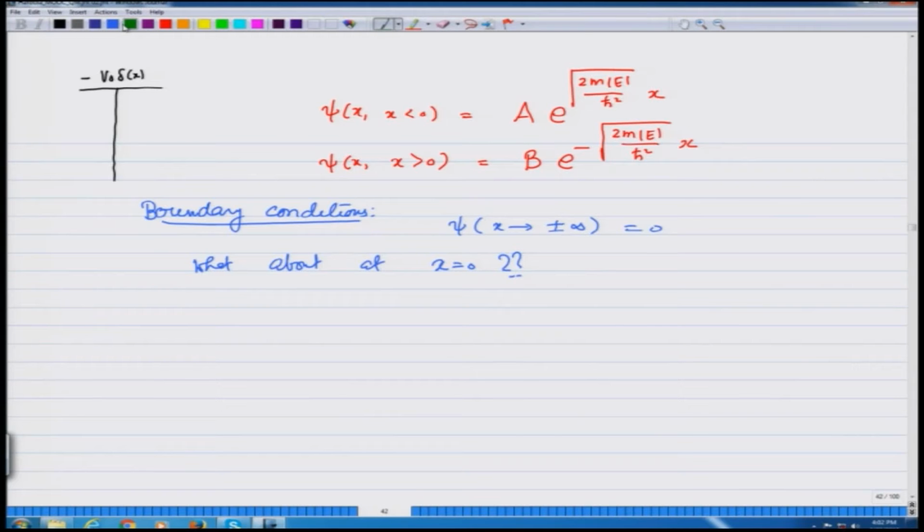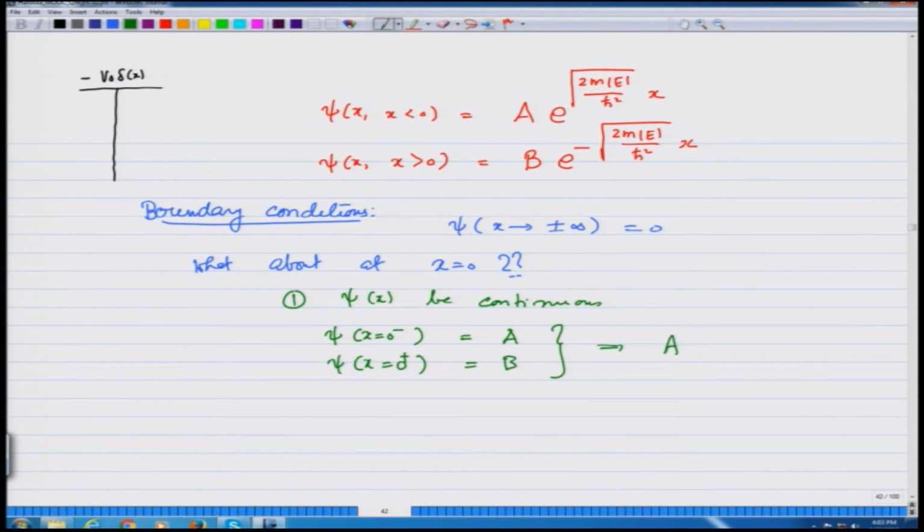Recall what we demanded from the solution of the Schrodinger equation. 1, psi x be continuous, and this means at x equals 0 the value should be the same from both sides. Now, if you look at the solutions, psi at 0 from the left hand side, that is x less than 0, is a, and psi at 0 is b if I come from the right hand side. I will denote that by 0 minus and 0 plus, and the two should be the same, and this implies a equals b.